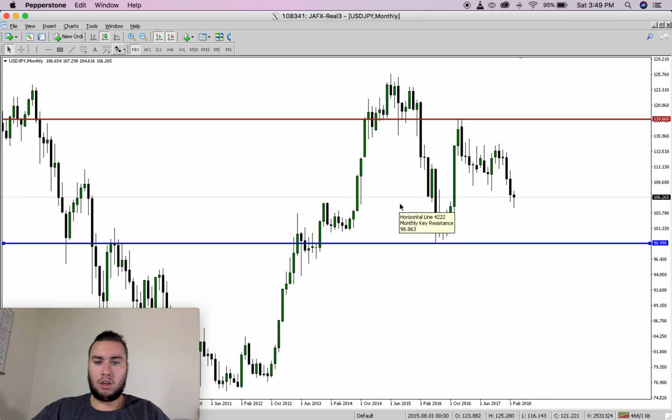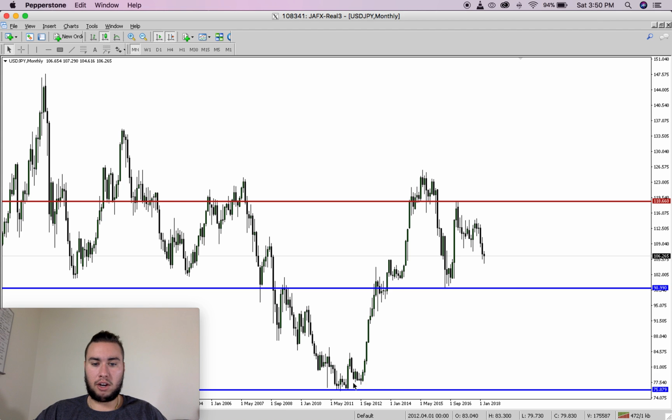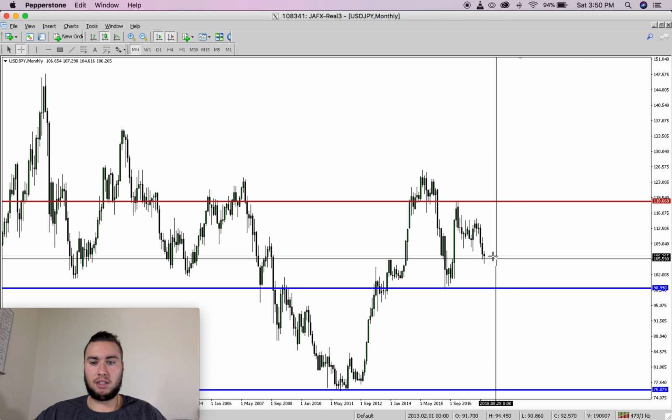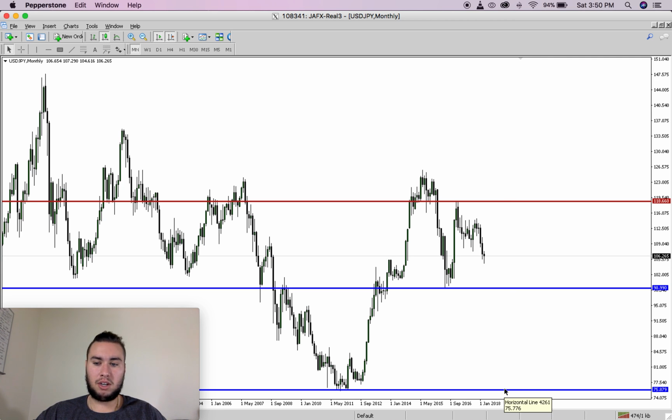I know I'm going a little slow, but I just want to make sure that everybody gets this. Anything else aside from what we've already marked out on a monthly time frame is really unnecessary. I don't need to mark out this level down here. I know it's a support level, but realistically speaking, this is a monthly time frame. I don't expect this thing to drop 30,000 pips in the next month.